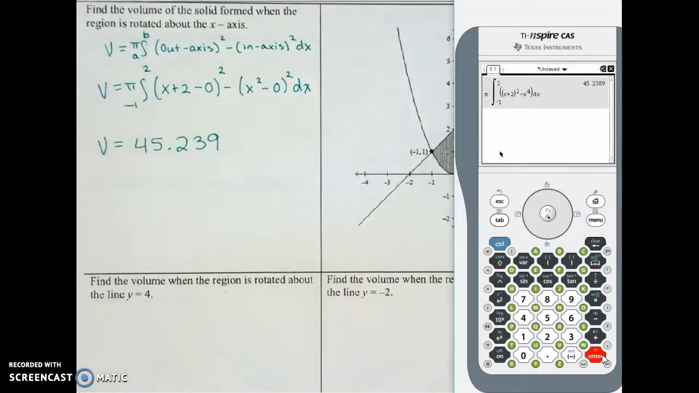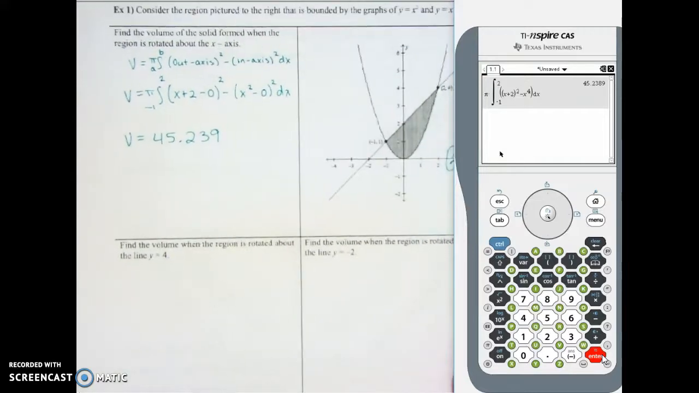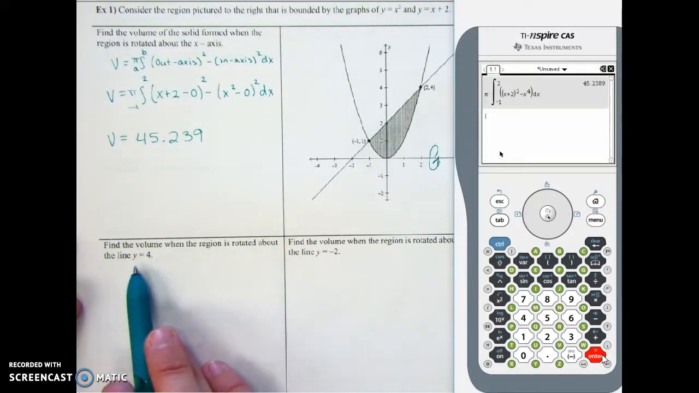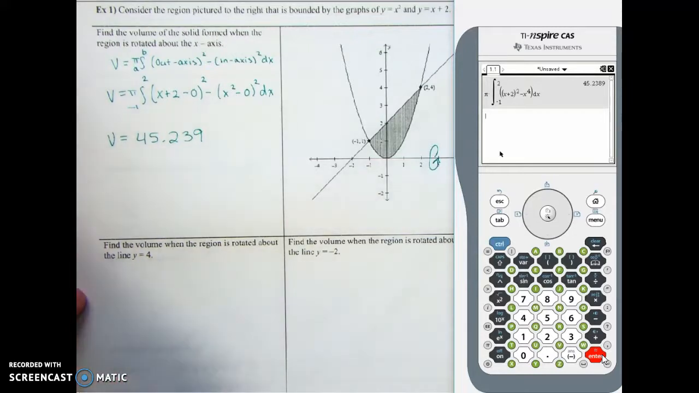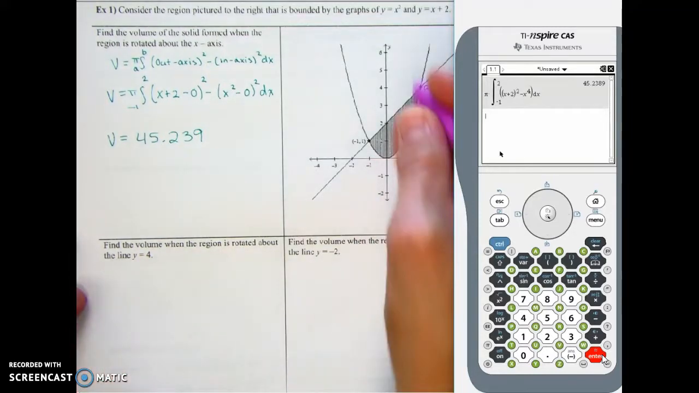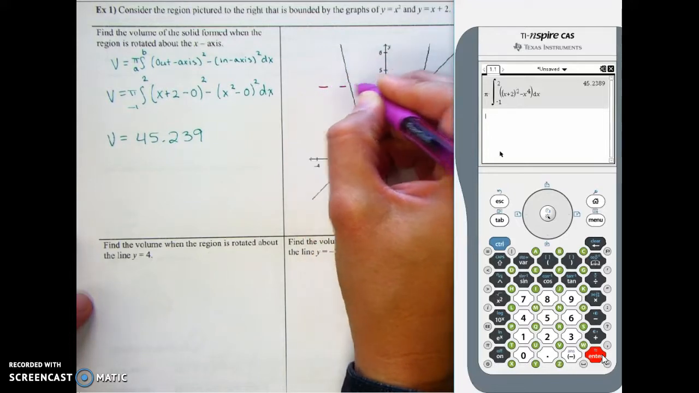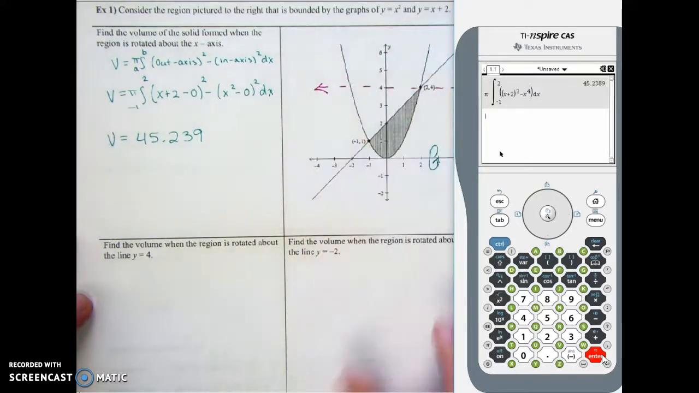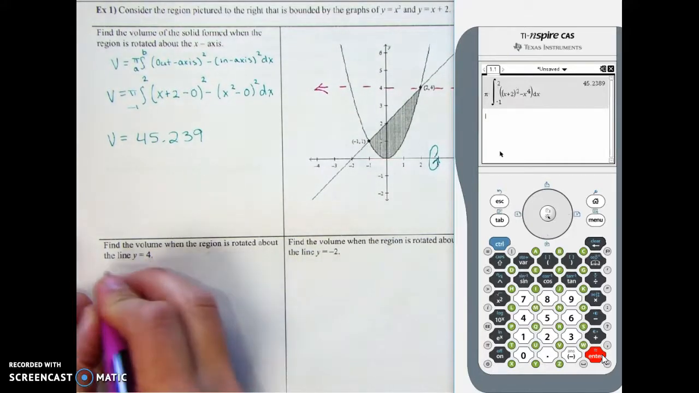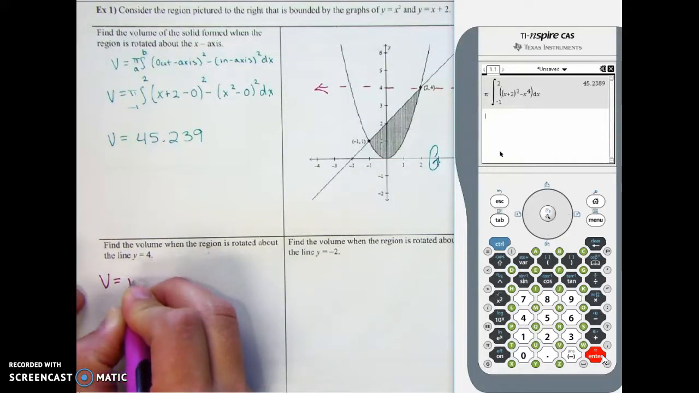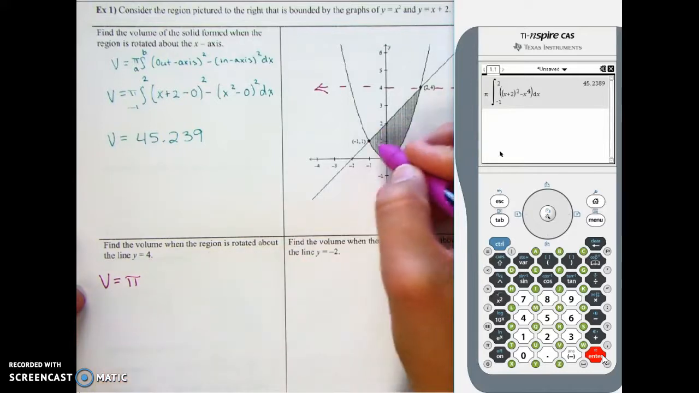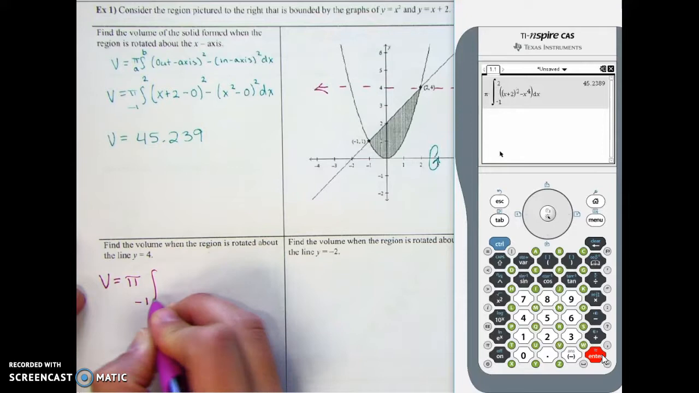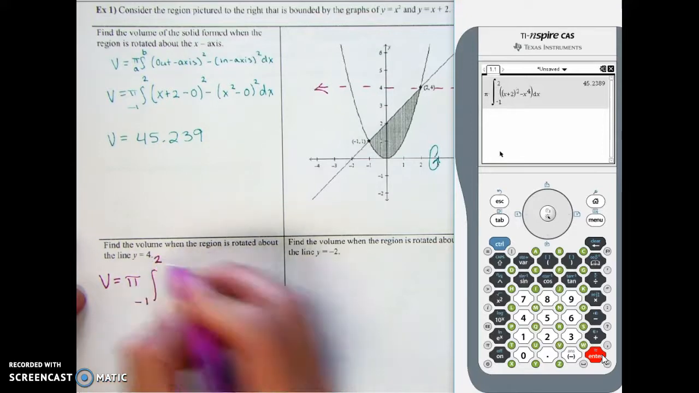All right, let's do another one. So now we're going to find the volume when the region is rotated about the line y equals 4. Let's draw this line. So do you see this line? Y equals 4. We're still, the starting and ending points are still the same, correct? So we're still going from -1 to 2.